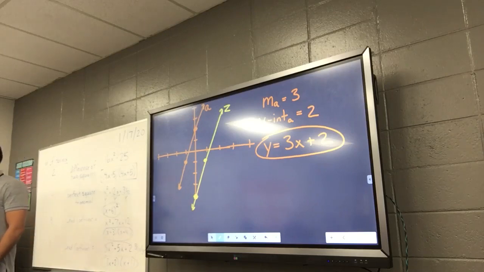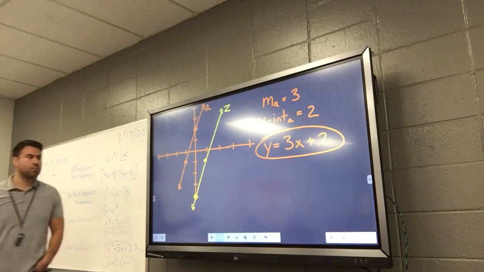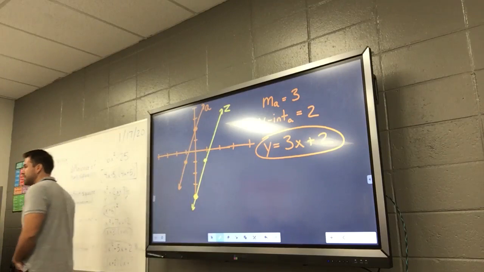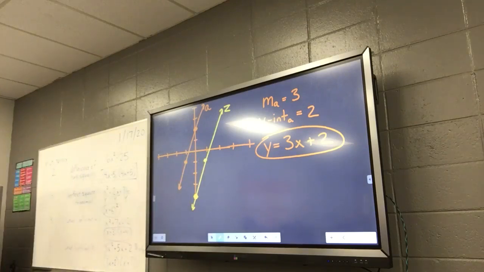I'm not helping you one bit. I want you to find the slope-intercept form of line Z. So what two things do you need? Slope and y-intercept.